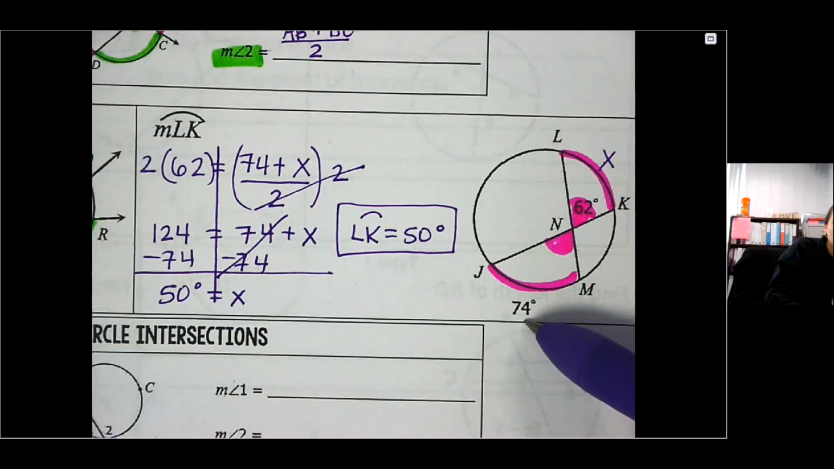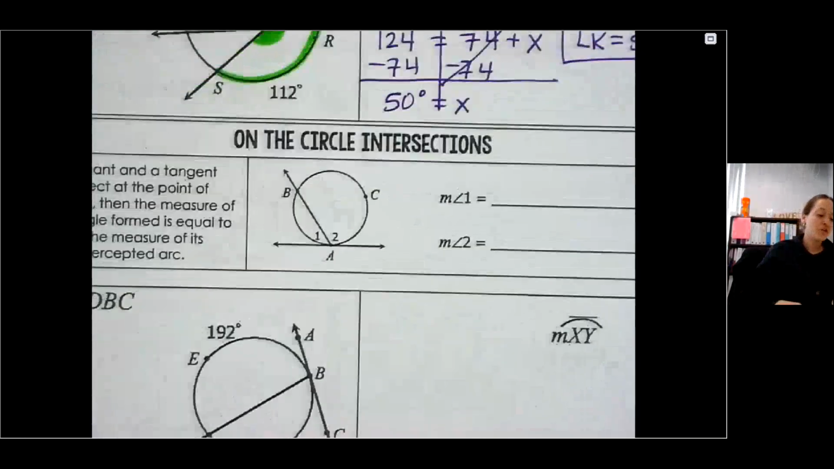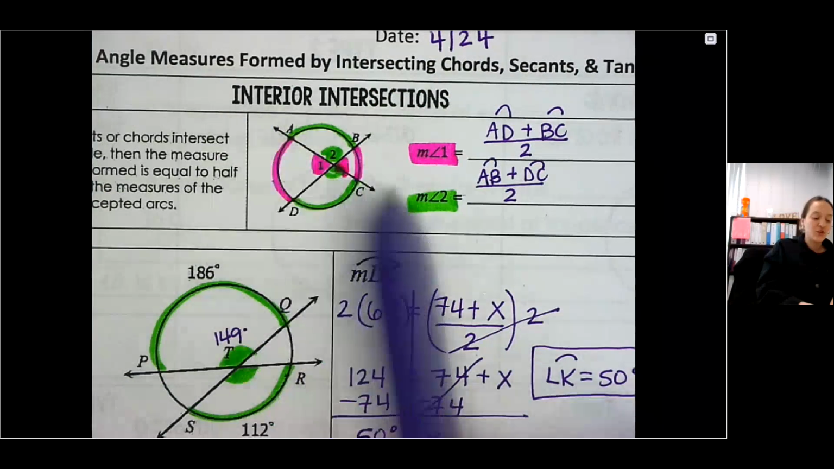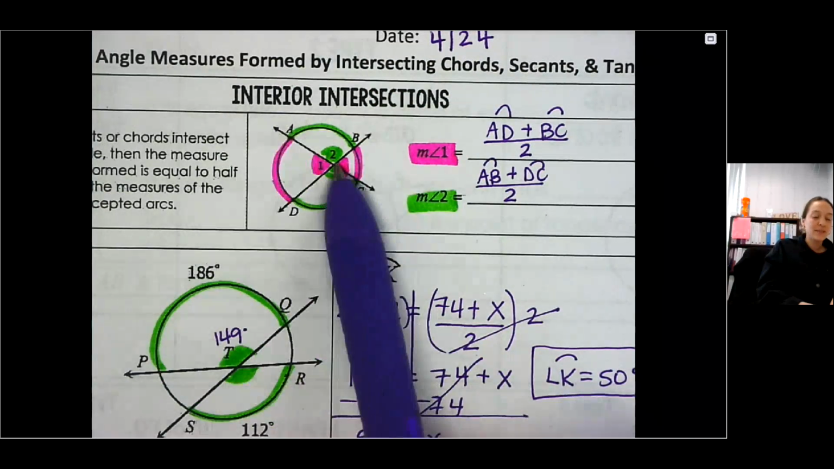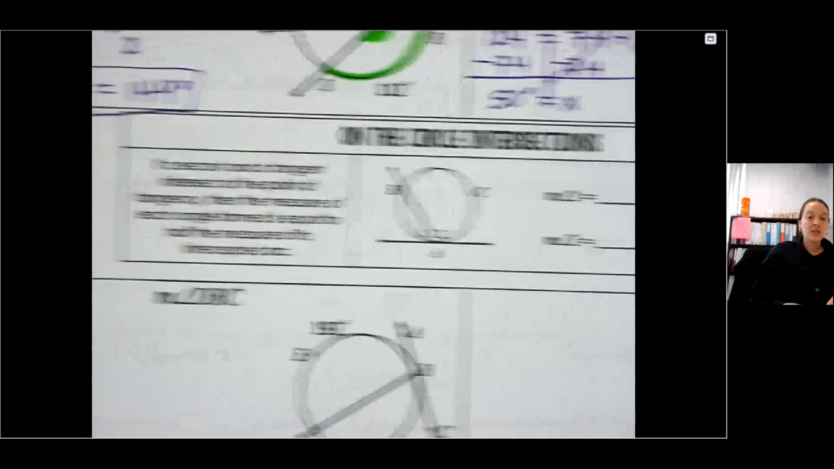So if I wanted to double check, I could do 50 plus 74 divided by 2, and I should get 62 degrees. So those are intersections that happen inside of the circle. You notice that where my two lines cross happens inside the circle. The next one is called on the circle intersections.